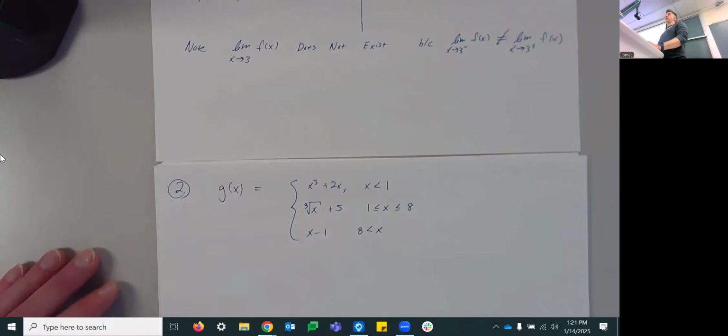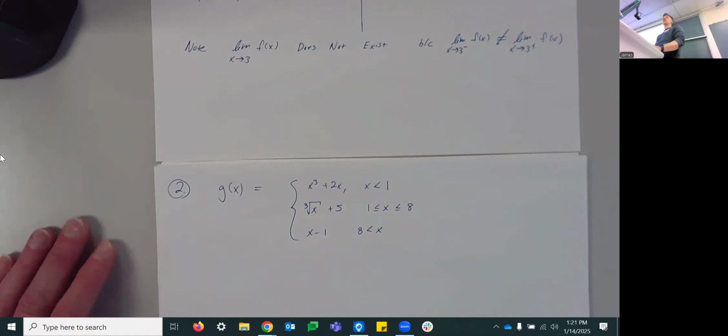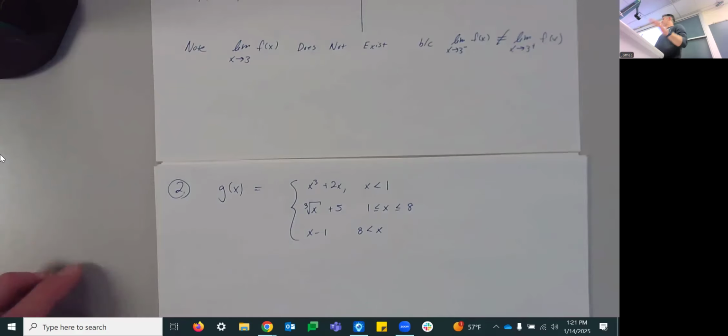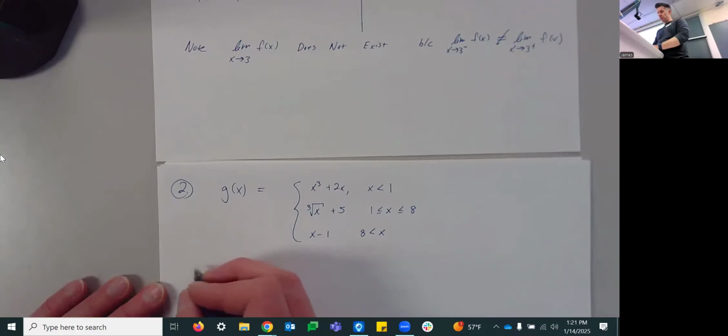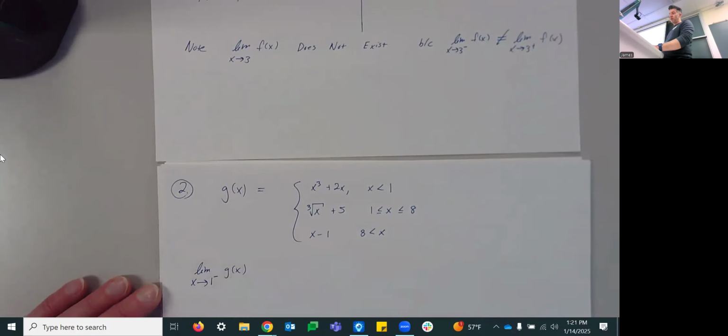We're going to look now at, often when you're looking at piecewise functions, the places of interest are the places where you change from one piece to the next piece. So we're going to look at what's happening at x equal to 1 and x equal to 8. So let's go ahead and examine the limits from either side of 1. So the limit as x approaches 1 from the left, and we'll do the right-hand side in a second.